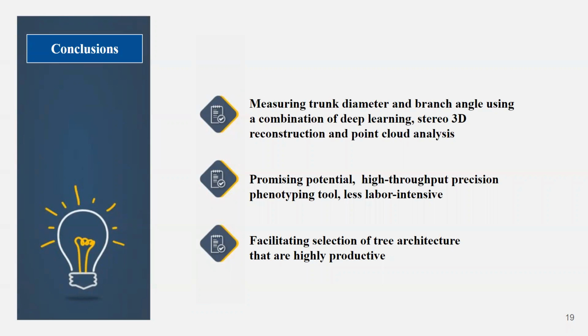All in all, the feasibility of measuring trunk diameter and branch angles of individual loblolly pine trees using a combination of deep learning-based instance segmentation, stereo 3D reconstruction, and point cloud analysis was assessed. Despite the need for further improvement, the proposed machine vision system has promising potential as a high-throughput precision phenotyping tool for tree architecture characterization of loblolly pine. This method provides quantitative data compared to visual grading, and thus it can accelerate tree breeding procedures, facilitating the selection of tree architecture that is highly productive.